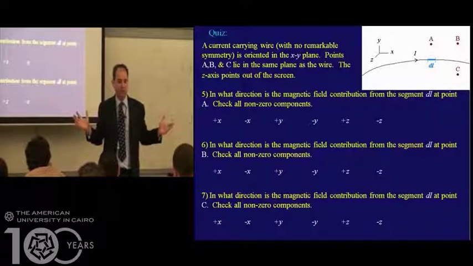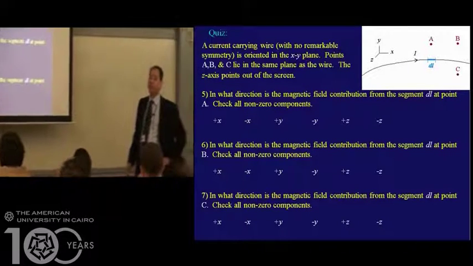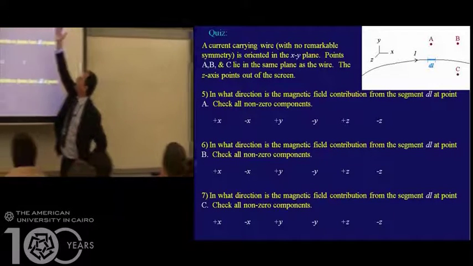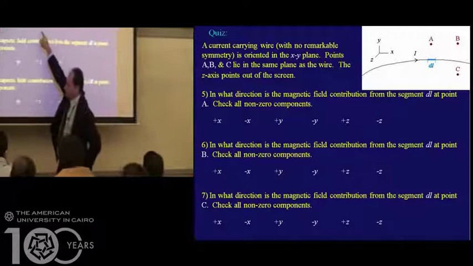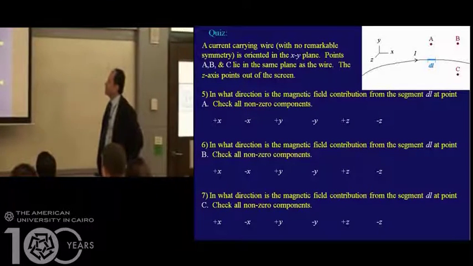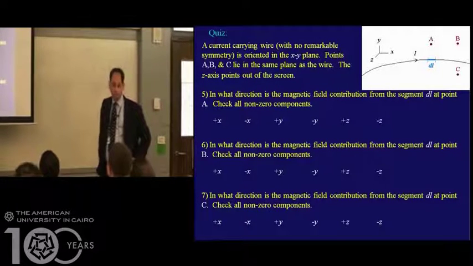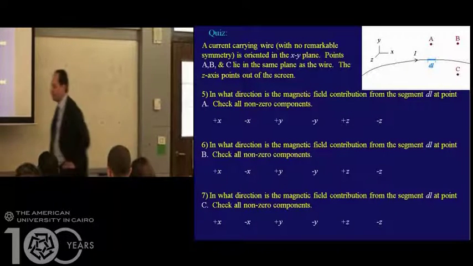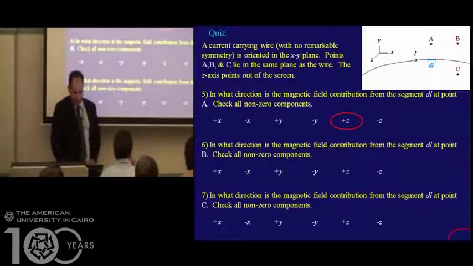That's all. So now, from that segment dl, what will be the direction of the magnetic field at point A? So this will be the direction of the current at point A. It's going to be out of the page, and out of the page we have specified as positive Z. How about in what direction is the magnetic field contribution from the segment dl at point B? It's also out of the page. It's positive Z. How about point C? Into the page. So again, Sharif, it's the same right-hand rule. Z, Z, and negative Z.